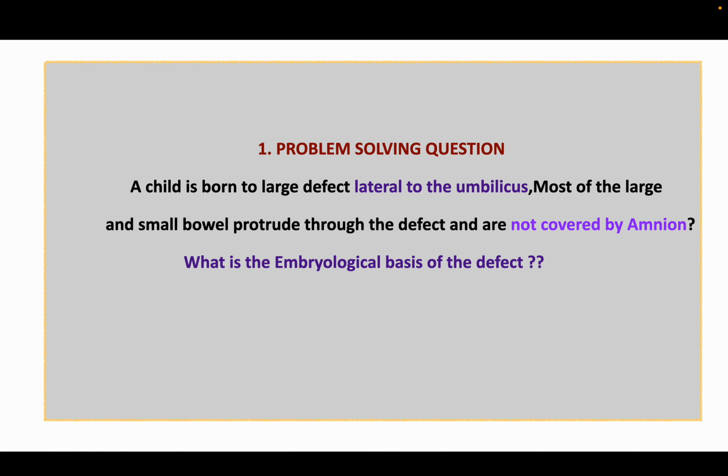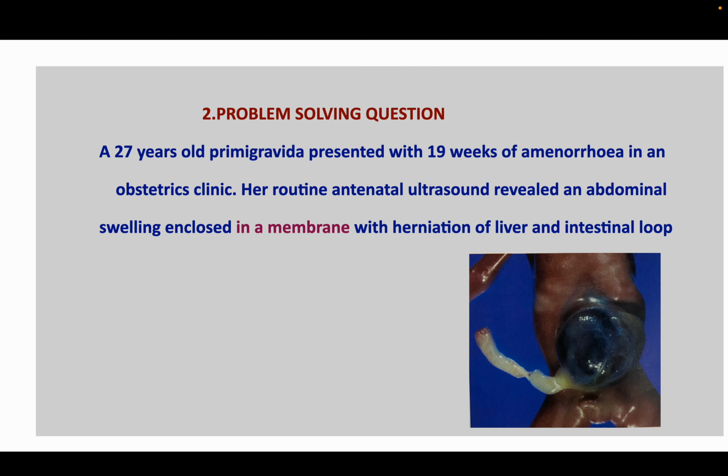Now, coming to the problem, I think you can give the answer. A child is born with a large defect lateral to the umbilicus. Most of the large and small bowel protrude through the defect and are not covered by amnion. So what is the embryological basis of the defect? Here what is important is lateral to the umbilicus, not covered by amnion. So the defect is gastroschisis. So this is the second problem.